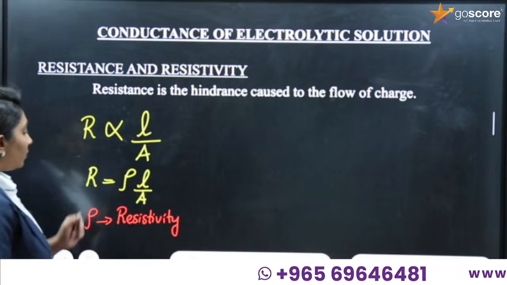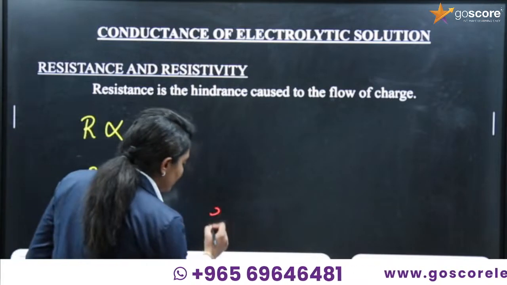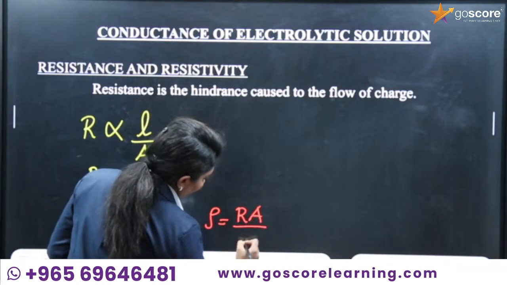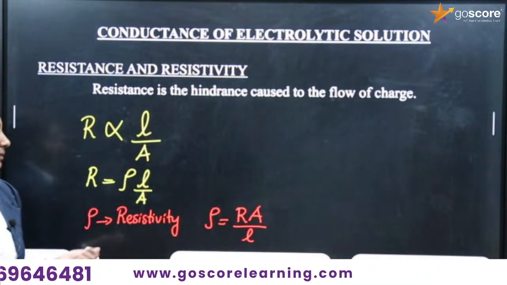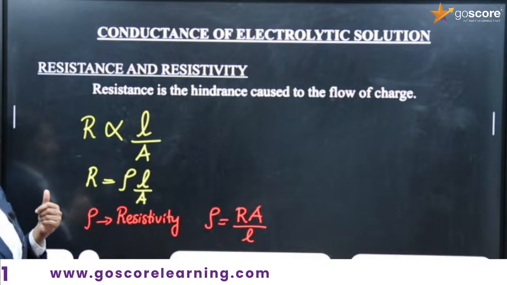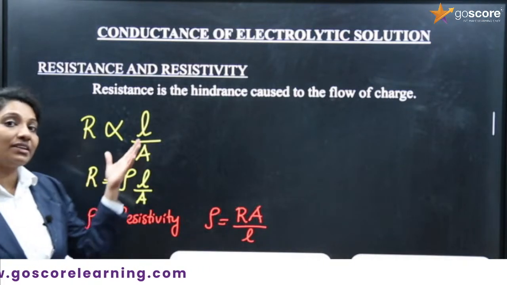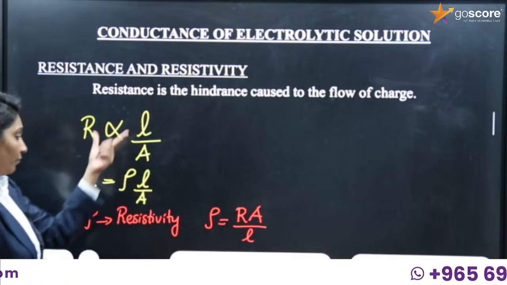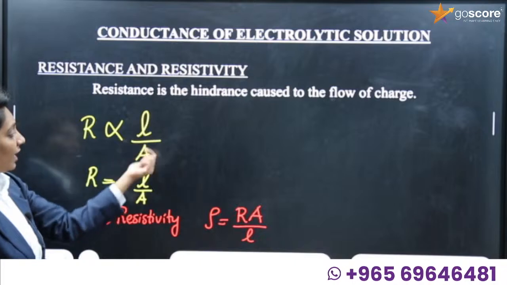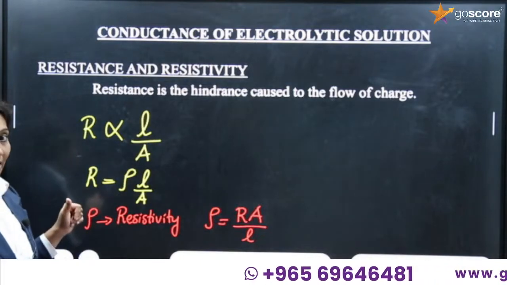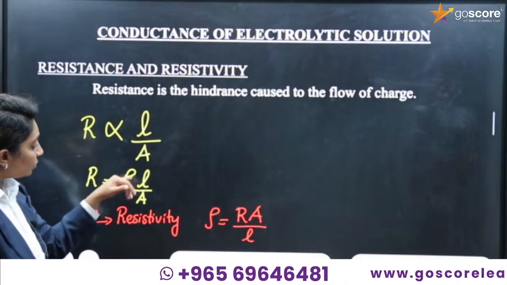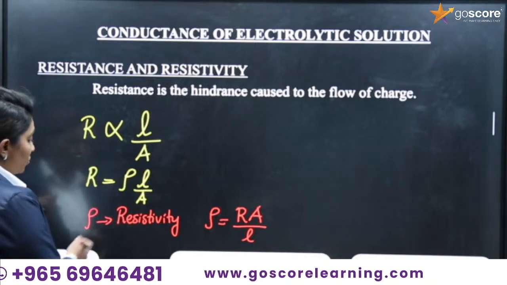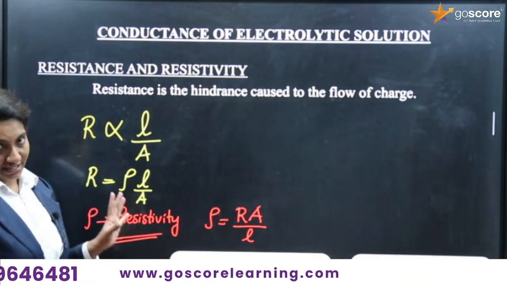Okay. So, what will be the rho value? Resistivity is equal to resistance into area divided by length. Simple. Okay. So, resistance is the hindrance caused to the flow of charge and is directly proportional to the length and inversely proportional to area. So, you can write it as R proportional to L by A. When you change the proportionality into equality, you will get R is equal to rho into L by A, where rho is the proportionality constant and this proportionality constant is nothing but resistivity.